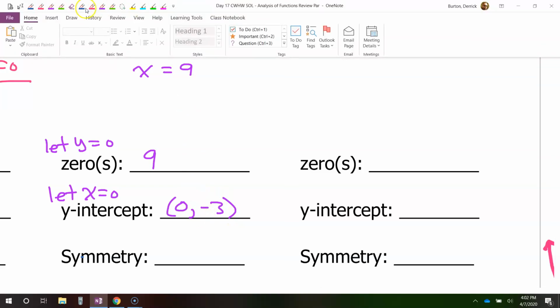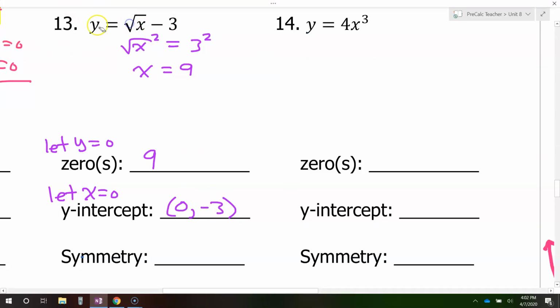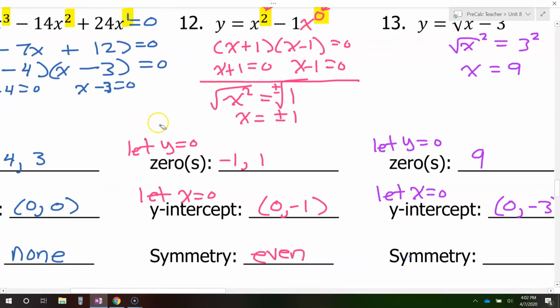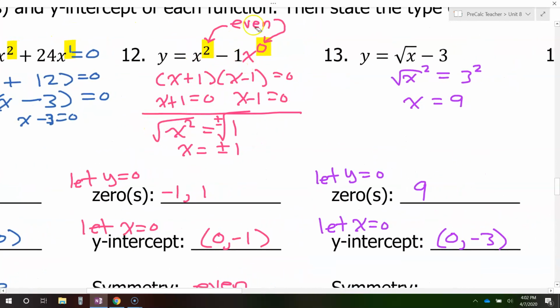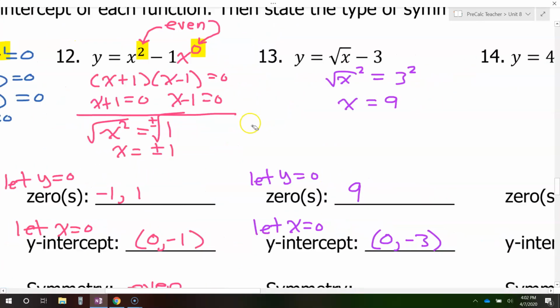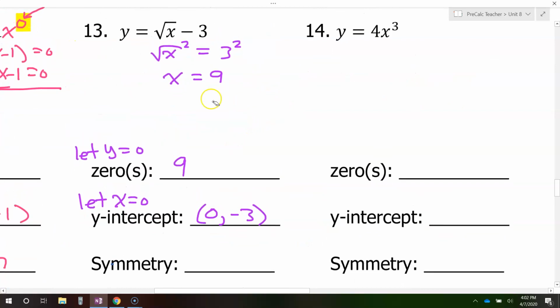All right, now it's time for symmetry. This is not a polynomial, so I can't use my trick of just look at the exponents. If they're all even, it's even. If they're all odd, it's odd. I can't do that. This is not a polynomial. So I'm going to use what I know about the graph.